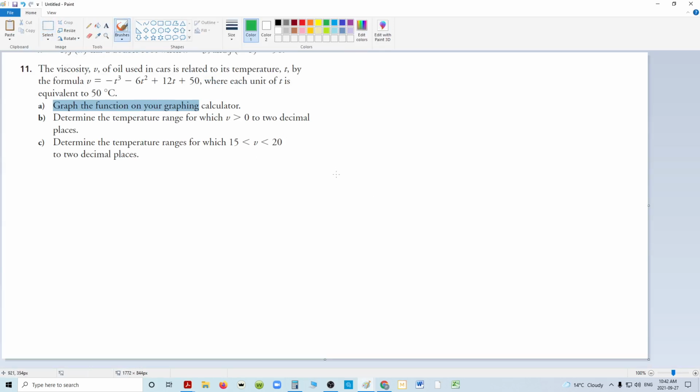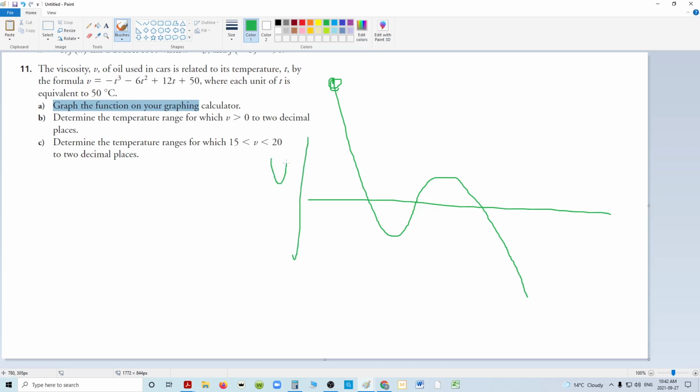Since it's a negative T, it's going to start in this quadrant. It's going to go down, possibly cross 3 times. Since Y represents viscosity, viscosity will go down as temperature goes up. It'll deviate a little here in this range, but then it'll continue going down. So as oil increases by temperature of 50 degrees, the viscosity goes down. Remember, each unit on the x-axis will represent 50 degrees.